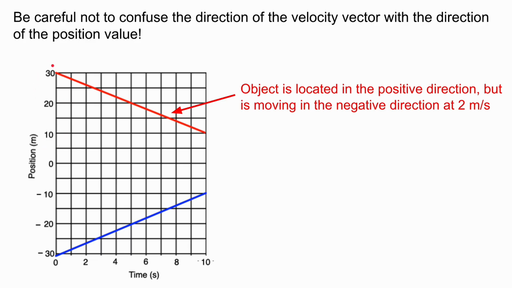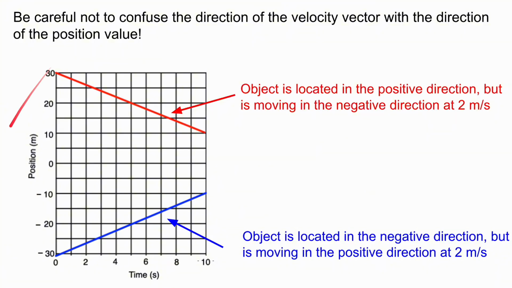Whereas if I look at the second one here, it's always in the negative range. It's never been to the right of me. It's always been to the left of me, but it's moving to the right. It's moving in the positive direction. I can tell because it has a positive slope here.